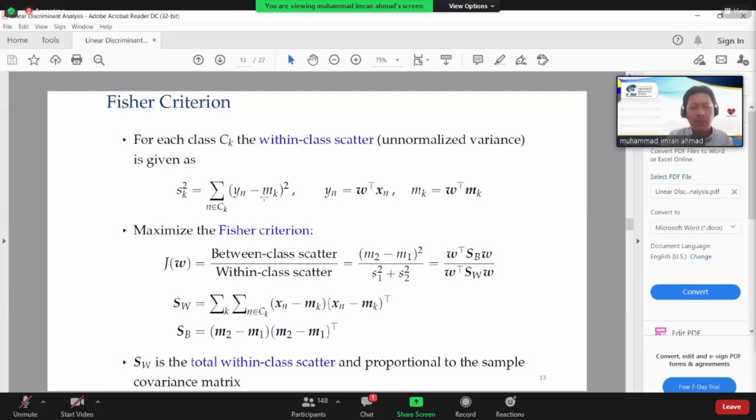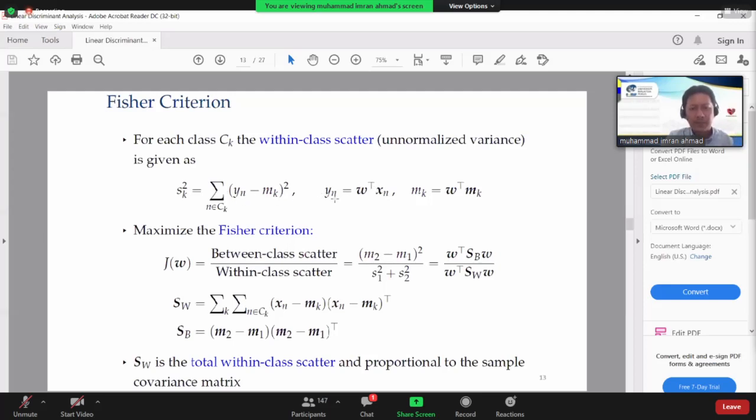Within class scatter means that you calculate the distribution in each class. For example, we have class C1, so you just calculate the scatter in class C1. If you have class 100, then you calculate within class scatter in class 100, and the formula is this. So scatter K equals the summation of the projected data minus the mean in class K, to the power of 2. M is the mean in class K. This one we call SK, the scatter of the class.